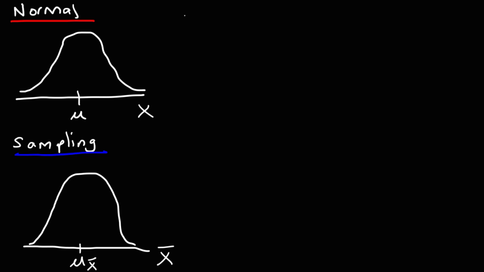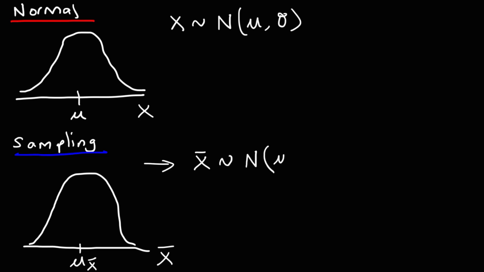Now to write the distribution, for the normal distribution, we have the random variable x, N for normal distribution, population mean mu, and the standard deviation sigma. Now for the sampling distribution, we can write it this way. Instead of x, it's going to be x bar. It's still the shape of a normal distribution with the mean mu. Now keep in mind, when n is large enough, these two are approximately the same, so you can just write mu instead of mu x bar. So the mean is going to be the same, mu.